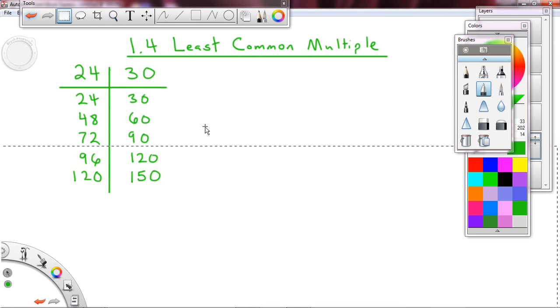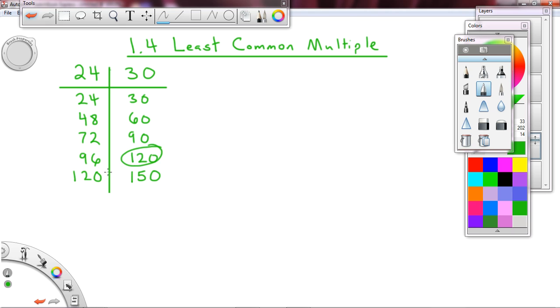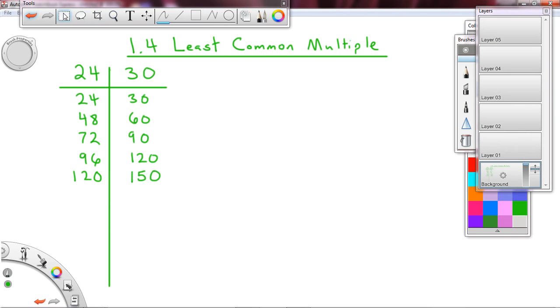And you'd have to keep doing this until eventually you found two numbers that were shared on either side. So these are the multiples of 24, these are the multiples of 30. You'd keep doing this until you finally found a number that was on both sides. That's the least common multiple. Okay, we're not going to do that anymore. We're going to learn a new way of doing this. And I'm going to show you how.